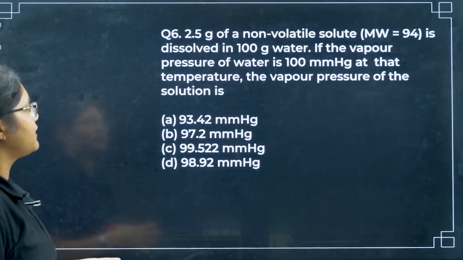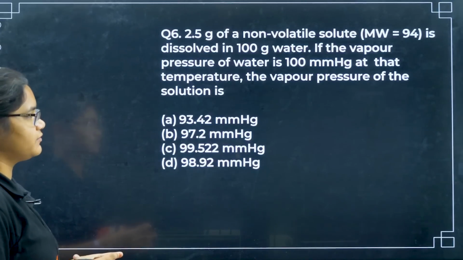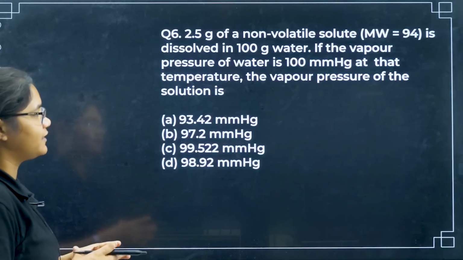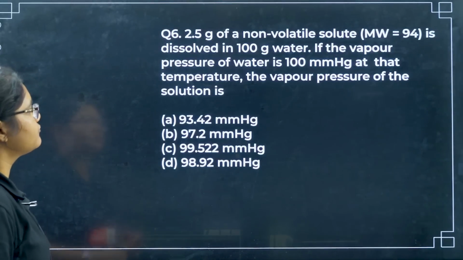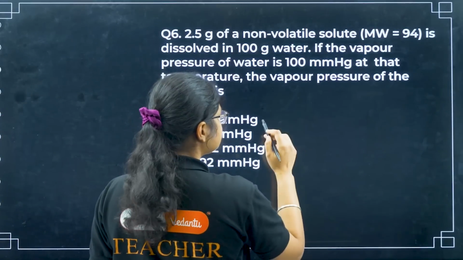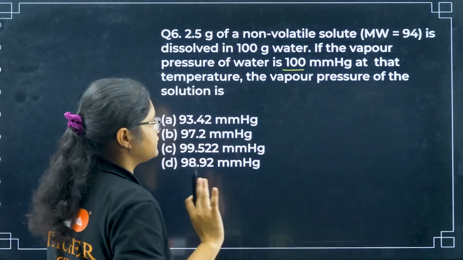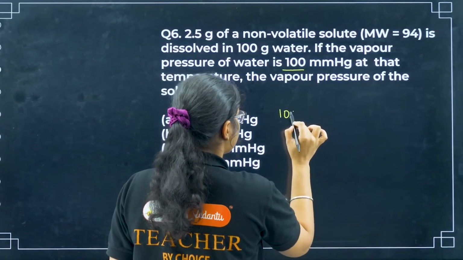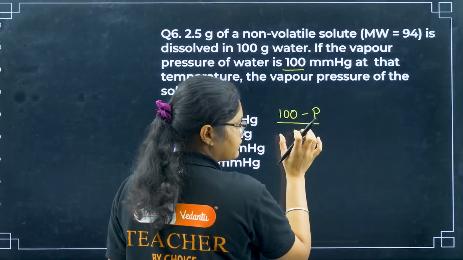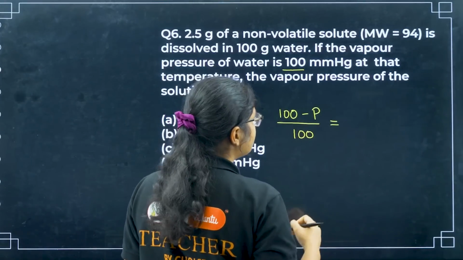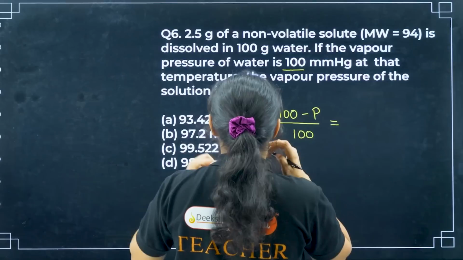Next, 2.5 gram of a non-volatile solute is dissolved in 100 gram of water. If the vapor pressure of the water is 100 mm of Hg at that temperature, the vapor pressure of the solution is. Okay, so first of all, this is a normal question. Relative lowering of vapor pressure. So when we add any solute, the vapor pressure will decrease, right? So I have 100 minus the vapor pressure of the solution divided by 100, that is the vapor pressure of the pure solvent, is equal to XB, right? And XB is nothing but number of moles of solute by number of moles of solvent.